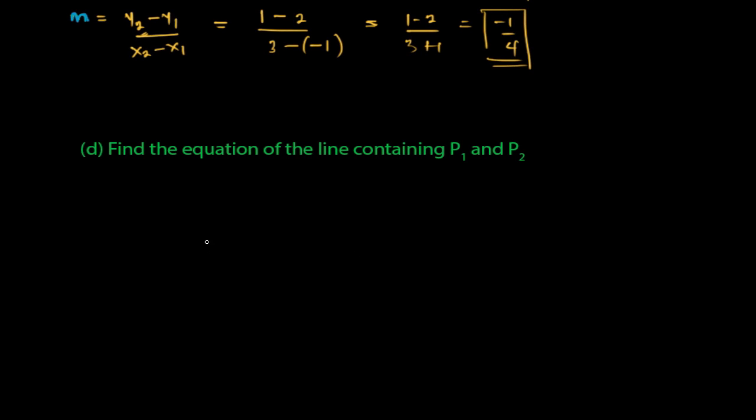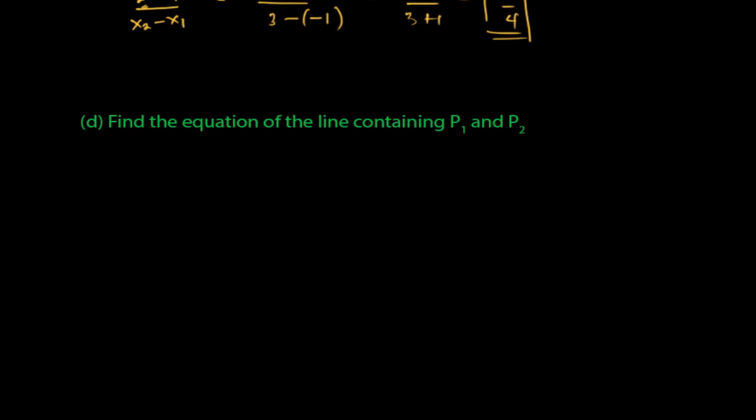So next we want to find the equation of a line. We've actually explained this in one of the past videos. We said the general formula for finding the equation of a line is given by y minus y1 divided by x minus x1 equals m, where m is your slope, and x1 and y1 are the coordinates of the first point.